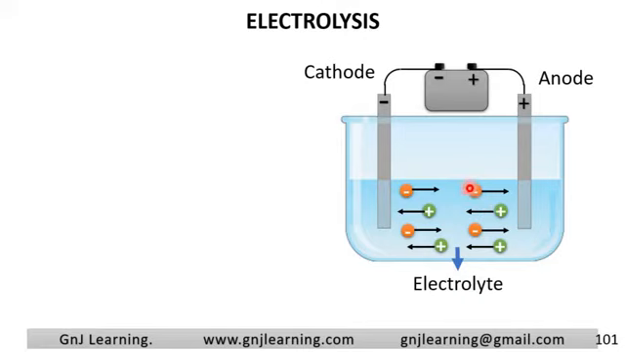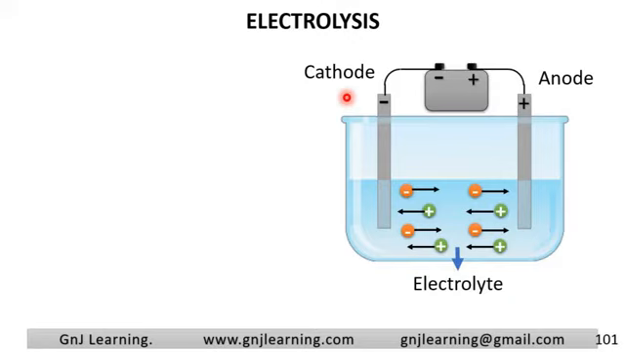Negatively charged ions move towards the positively charged electrode and lose their electrons. That means oxidation takes place, and hence the positively charged electrode is named the anode. On the other hand, positively charged cations move towards the negatively charged electrode, gain electrons, get neutralized, and get deposited there. That is, the process of reduction takes place at the negatively charged electrode, and hence it got its name cathode.